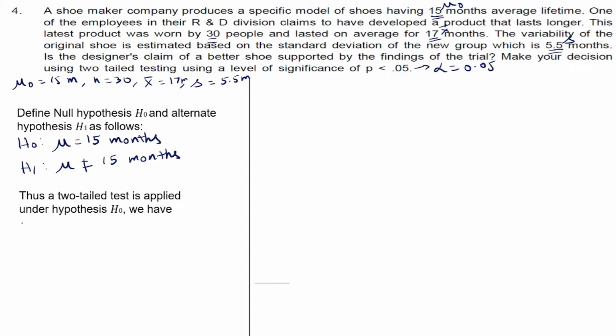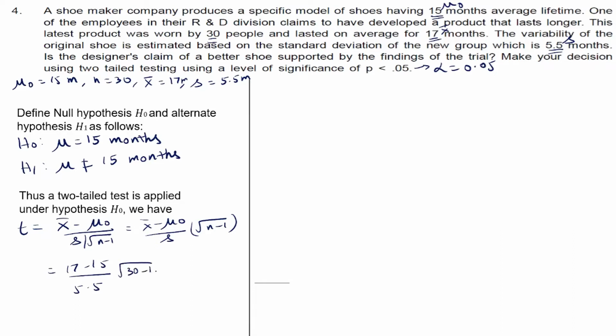Under H naught, we have t equal to x bar minus mu naught upon s by root of n minus 1, or it is x bar minus mu naught upon s into root of n minus 1. Here x bar is 17, mu naught is 15, so it is 17 minus 15 upon s is 5.5 into root of n minus 1, which is 30 minus 1, which is 29. So this is 2 by 5.5 into root 29.